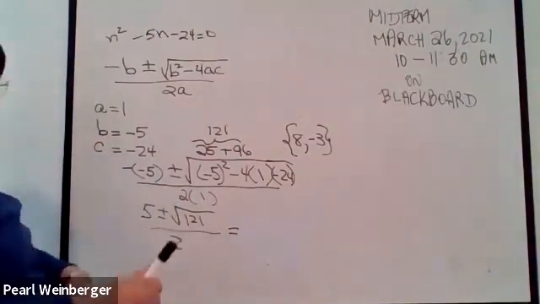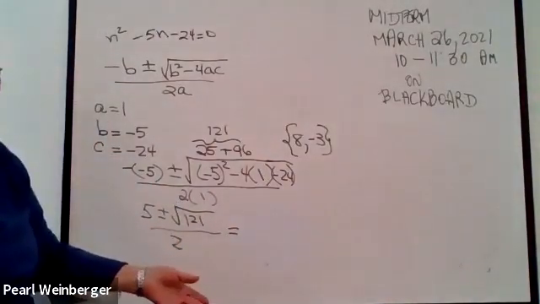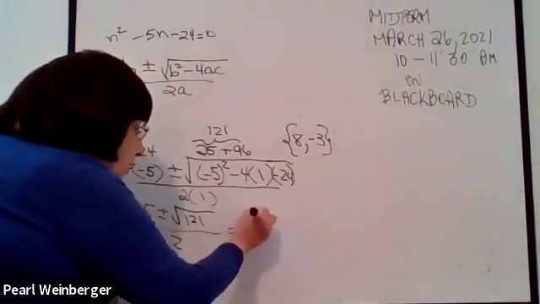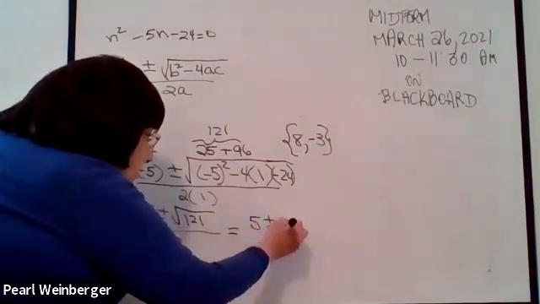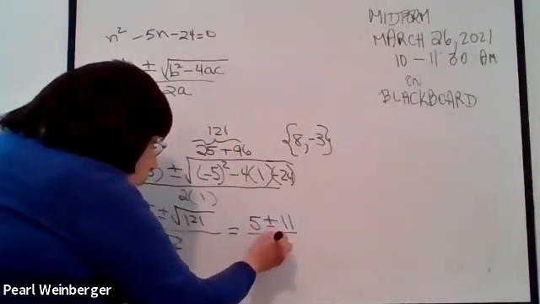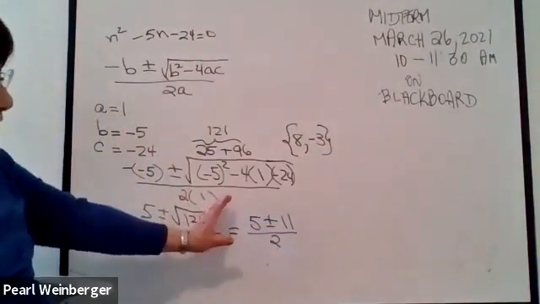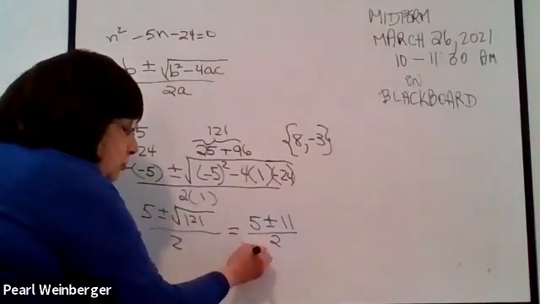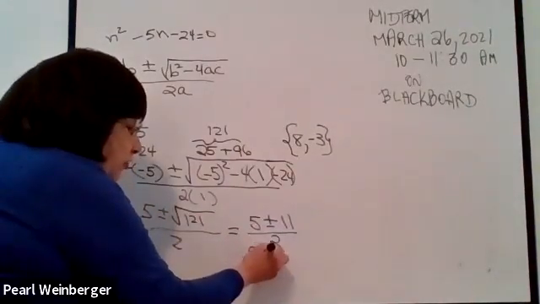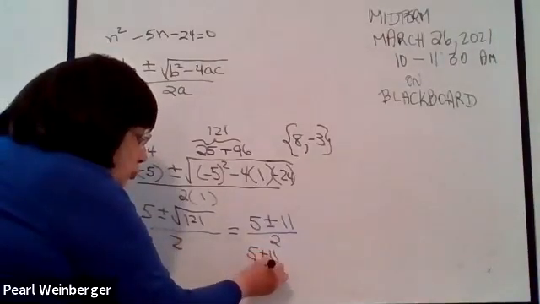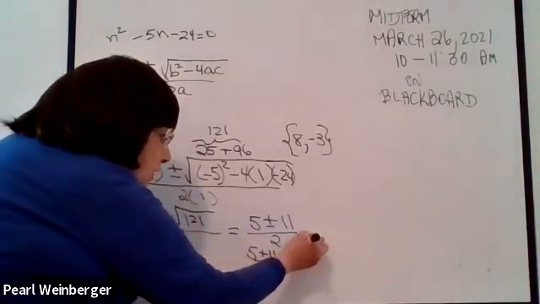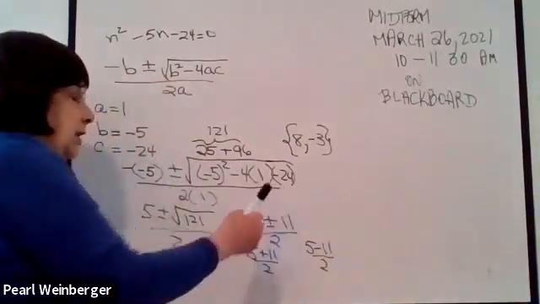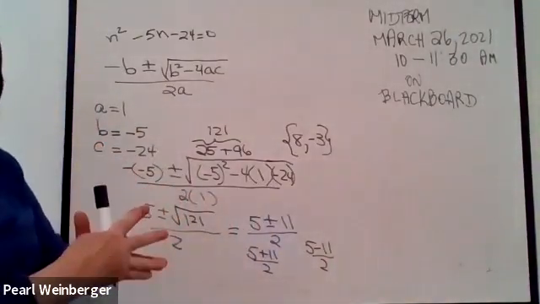Now the square root of 121, if you don't know it, you really should, but you could do it on your calculator, happens to be 11. So this becomes 5 plus or minus 11 divided by 2. And once you get to this step, you have to divide it. This plus or minus means you have 2 answers. One answer you're going to get by doing 5 plus 11 divided by 2. And the other answer you're going to get by doing 5 minus 11 divided by 2. That's just a shorthand way of saying they're 2 separate answers.